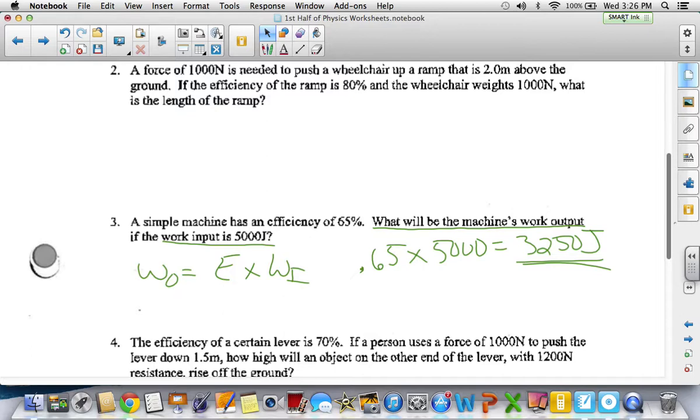So again, always keep looking at what the equation is giving you, draw your picture, find the places where you can substitute the numbers in for your labels, and then you can plug and chug in your calculator. Hopefully that makes things a little bit easier for you to find the efficiency of simple machines.